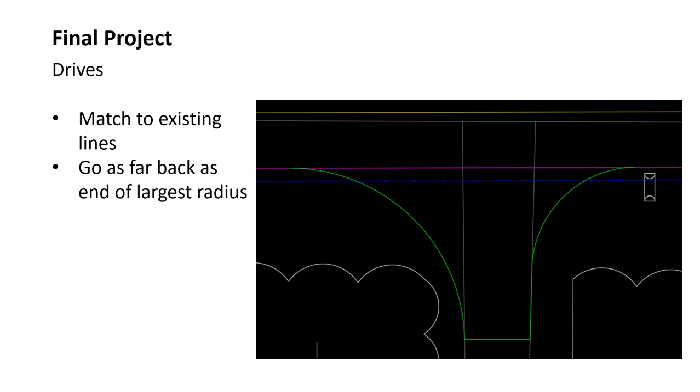And this is what your finished driveways look like. Maybe it doesn't look like it. Here's the road up here. See, the yellow line is the edge of pavement.